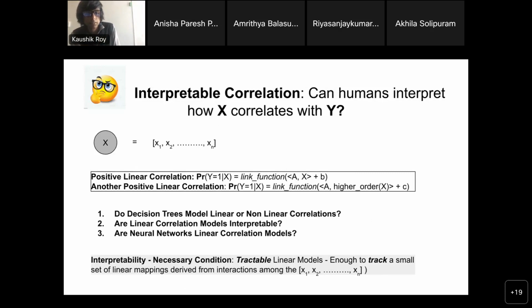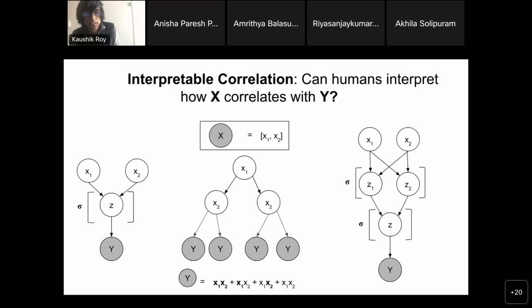When a feature vector is given to a traditional machine learning model today, like I said, it has a very high number of dimensions, like 300, 700, and so on for word vectors, for example. So for it to really be interpretable, you'll have to be able to track a small number of linear relationships between those 300 dimensions. Otherwise, even if you have a linear function, it's not really interpretable, right? This slide is showing examples of interpretable linear functions, linear correlations.